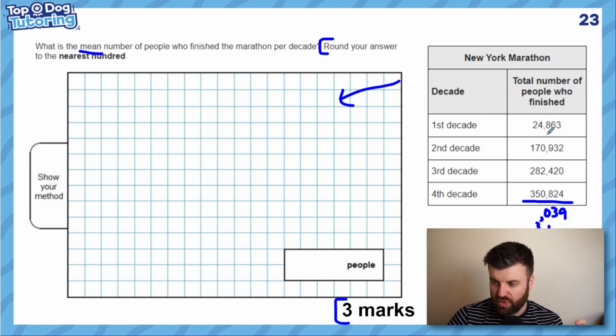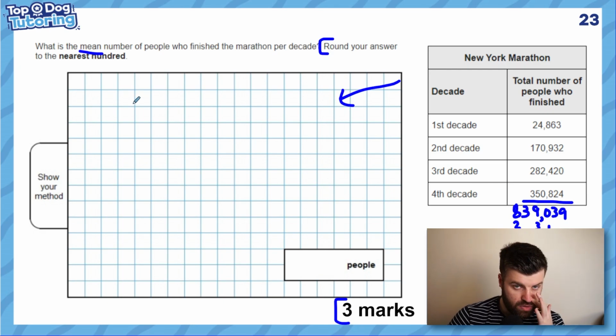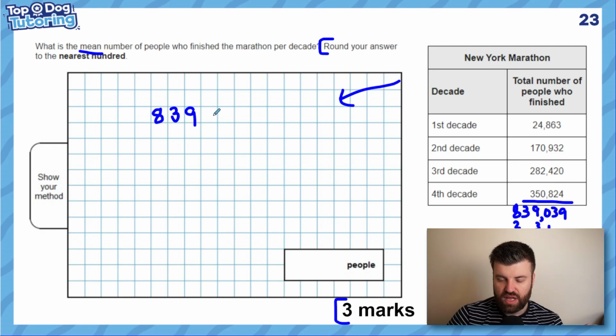Thousands column, 4 plus 2 is 6, plus the 3 there is going to give us 9 in the thousands. Now the 10,000s column, 2 plus 7 is 9, plus 8 is 17, plus 5 is 23. So we can put a 3 in the 10,000s and exchange over a 2. And now finally in the 100,000s column, 1 plus 2 plus 3 is 6, plus 2 there is 8. So we have in total, over the 4 decades, 839,039 people have completed the New York Marathon.